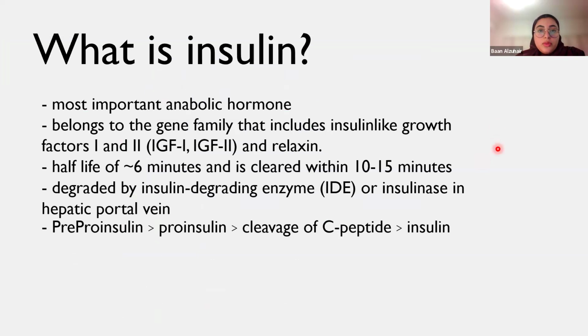Okay, so let's start with insulin. Insulin is the most important anabolic hormone. It belongs to the gene family that includes insulin-like growth factors 1 and 2, IGF-1 and IGF-2, and relaxin. This information, point number 2, was not really mentioned by Dr. Yaqeen, but I thought it was an important piece of information for you guys. You're going to take it sooner or later. I think you took it in your block, the gene families for hormones.